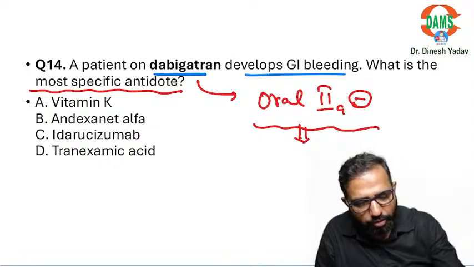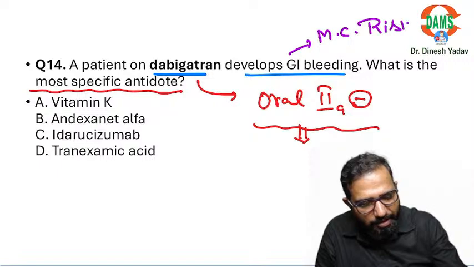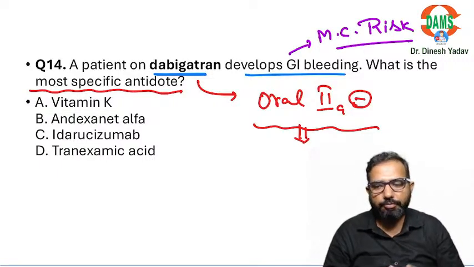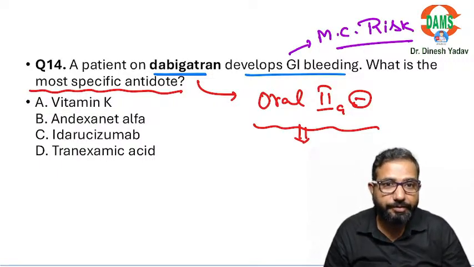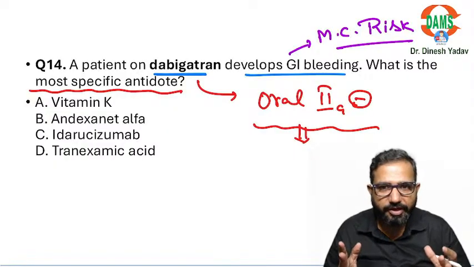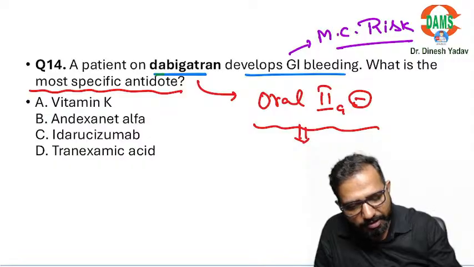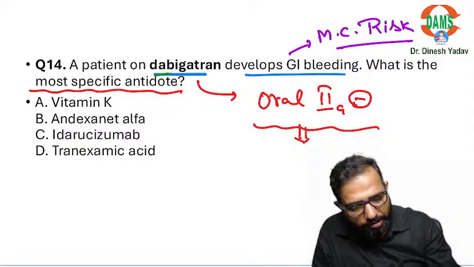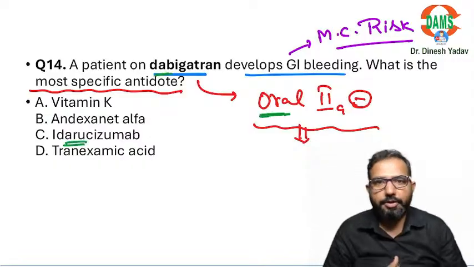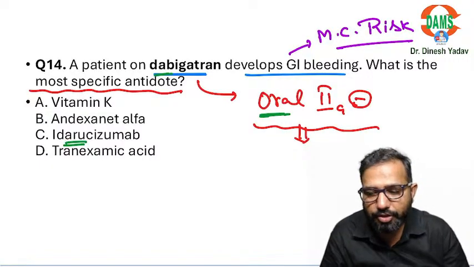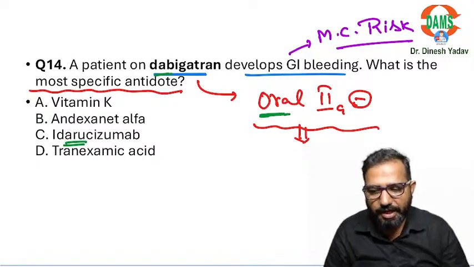Remember, the most common risk associated with dabigatran is GI bleed. What is the most specific antidote? So remember, dabigatran, dabi means daba ke, orally daru pilo. So it is idarucizumab. It is idarucizumab.